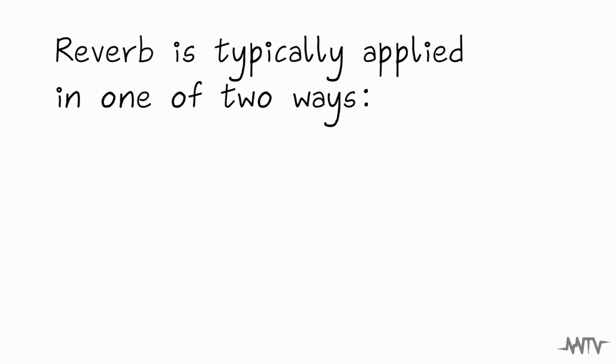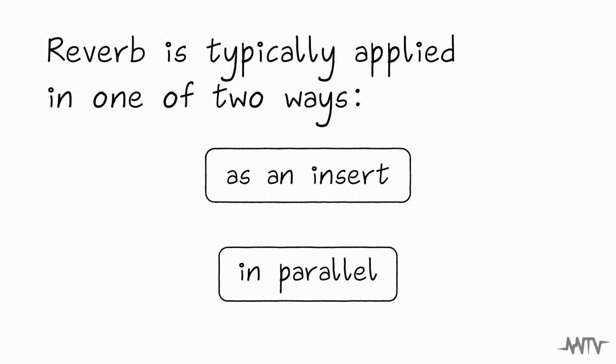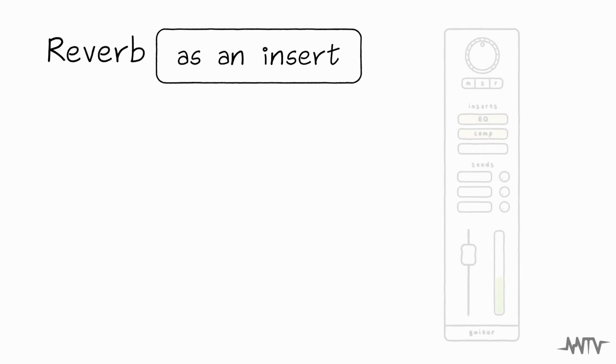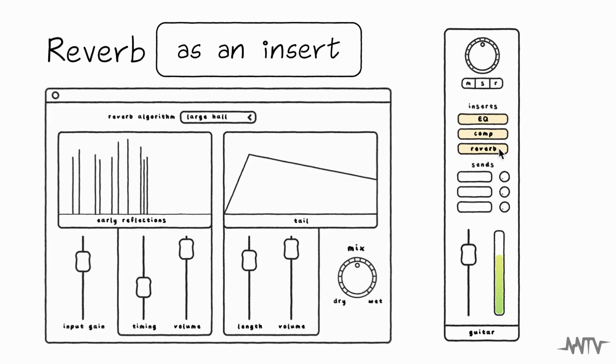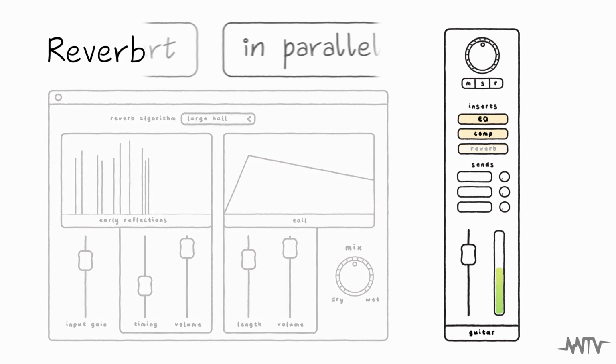Reverb is typically applied in one of two ways, as an insert or in parallel. Applying reverb as an insert is simple and most often used by beginners. Just add a reverb to your track and use the wet-dry balance to determine how much reverb you'd like. More advanced users tend to set up their reverbs in parallel.